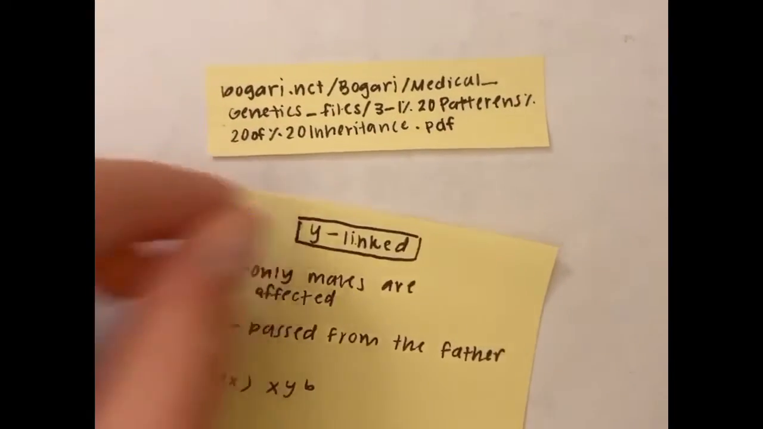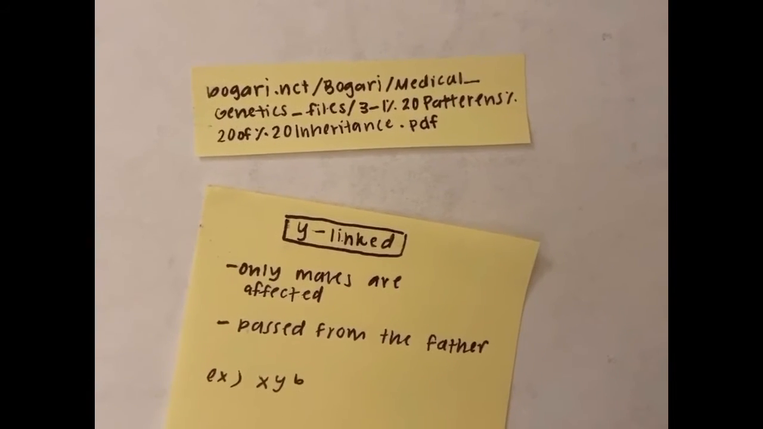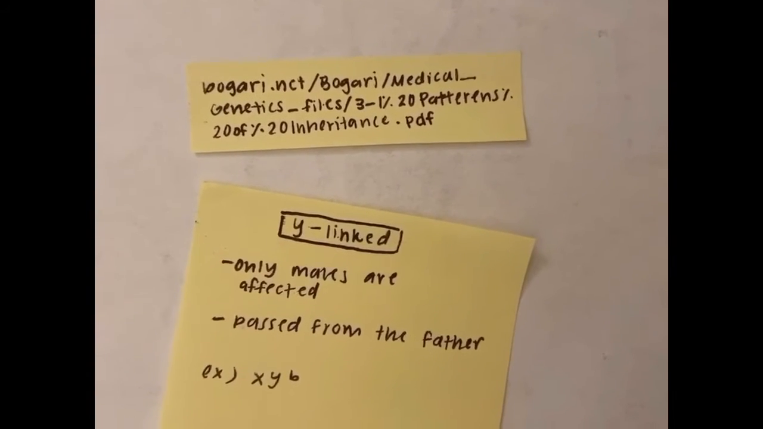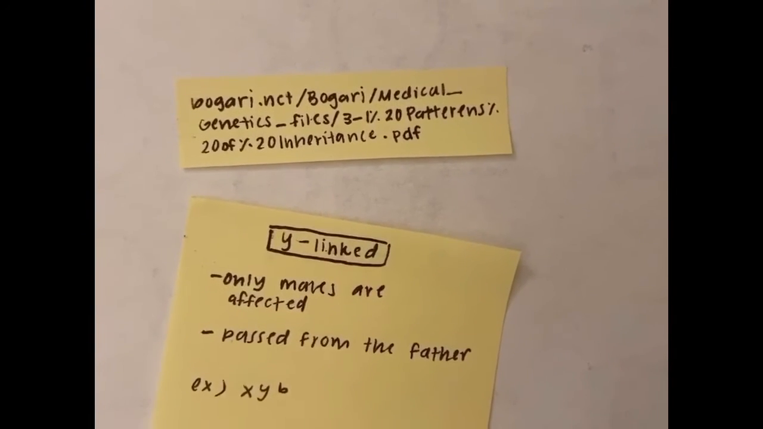Lastly, there's Y-linked mode. In this mode, only males are affected since females do not possess a Y chromosome, and with this being said, the trait is passed from the father since it is carried on the Y. An example in this scenario could be X Y^b for blue hair.